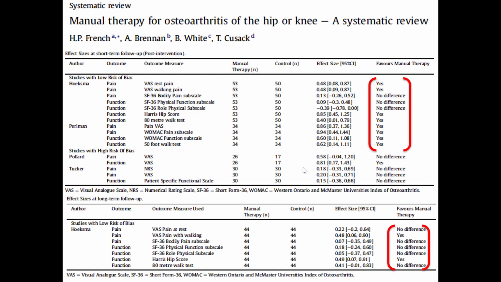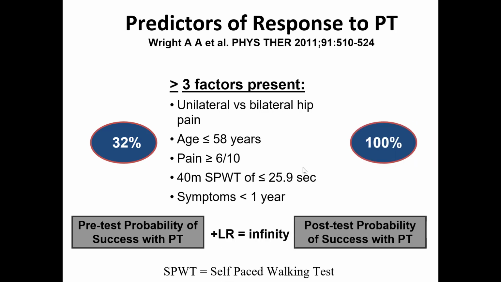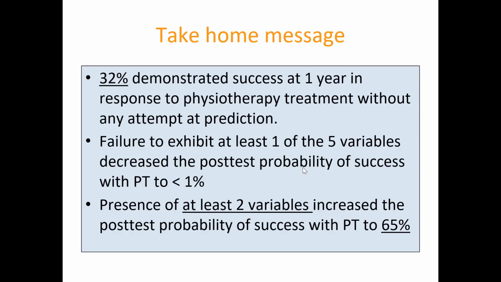Here we see a systematic review favoring manual therapy in this population. In identifying those who are likely to respond to physical therapy, we have this clinical prediction rule. If a patient meets 3 of these factors, we have a 100% likelihood of improvement with physical therapy. In fact, those that met at least 2 of those criteria had a probability of success with PT of 65%. Moral of the story, try conservative management first.